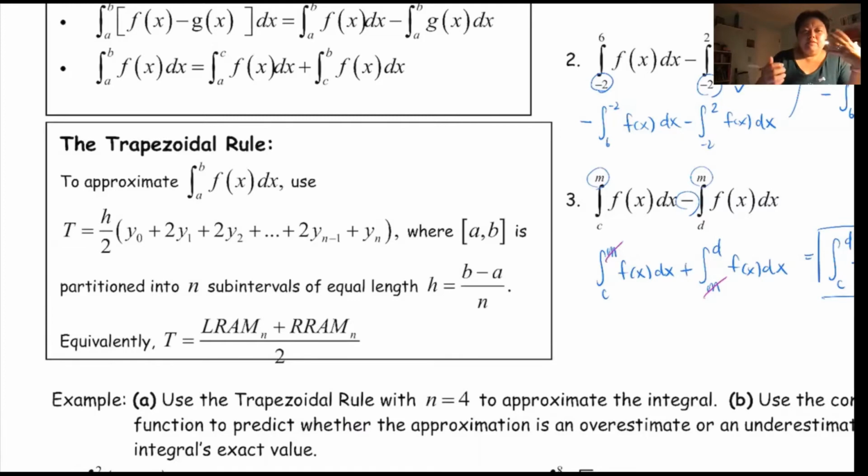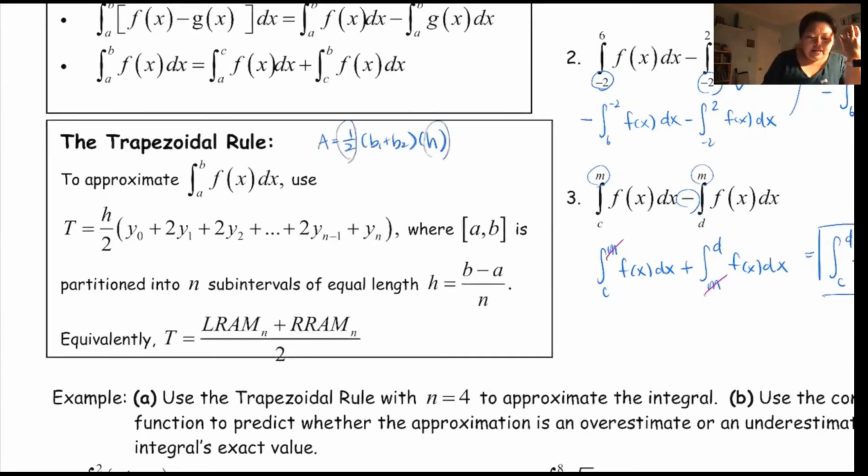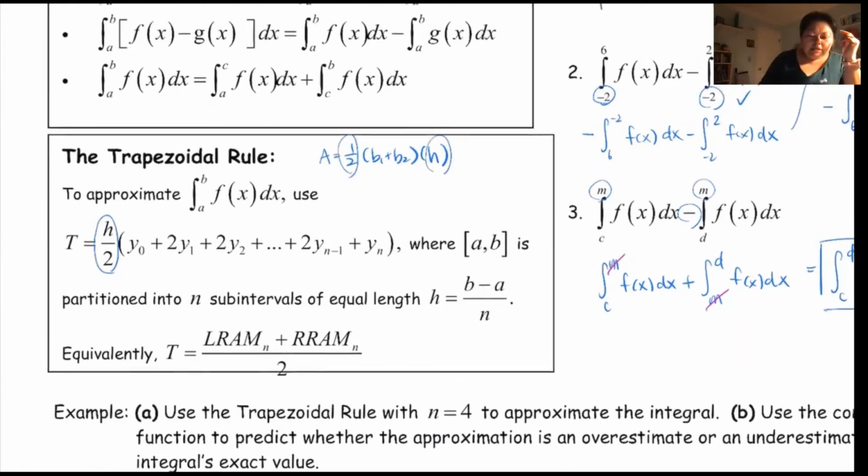So same thing. If you recall one single trapezoid, right? One single trapezoid is 1/2 base 1 plus base 2 times height, right? So I see the height and the 1/2. If I combine the height and the 1/2, it's right here, the height over 2, okay? Now, what's all this y0, y1, y2, y whatever, right? So think about what this is saying.